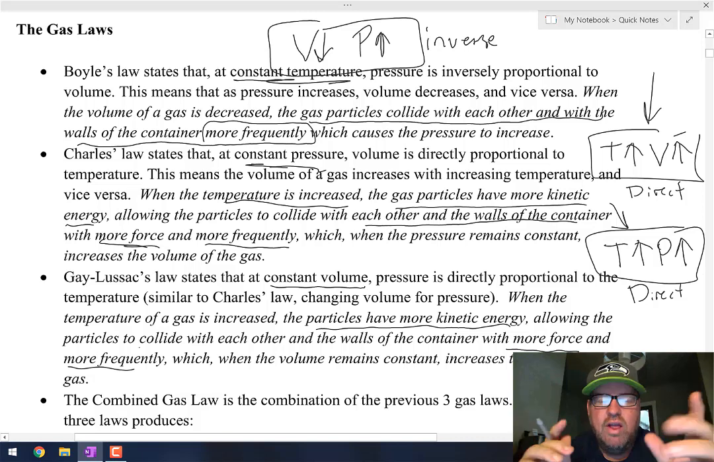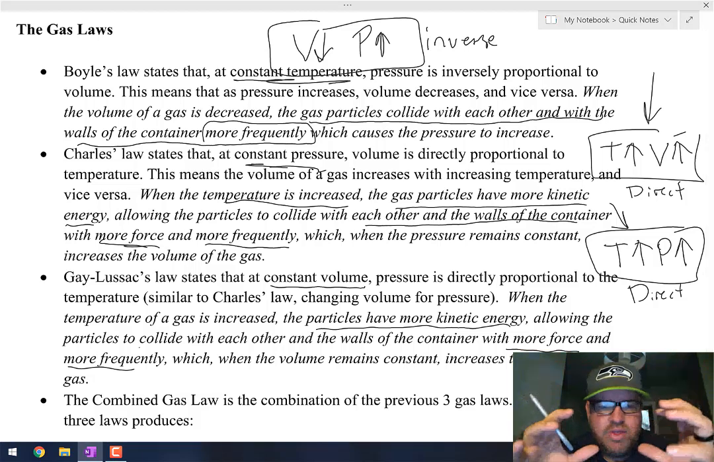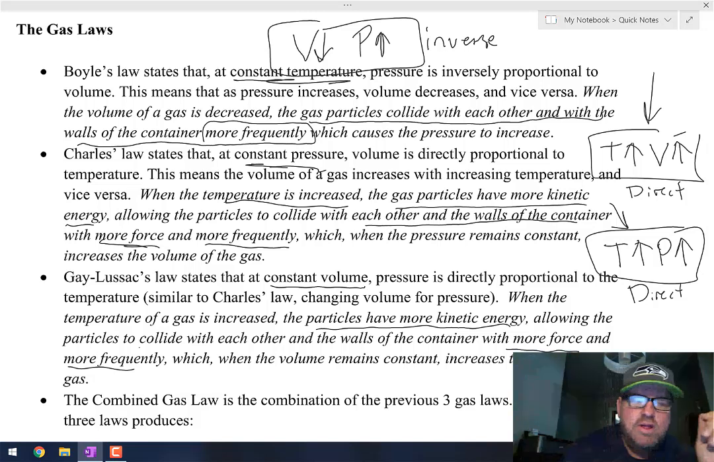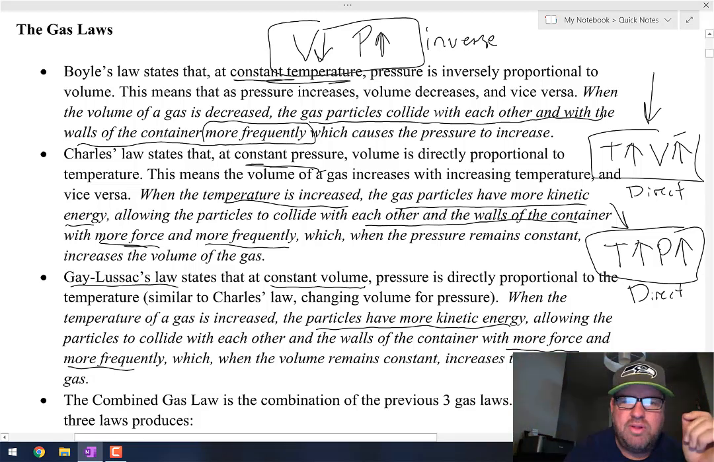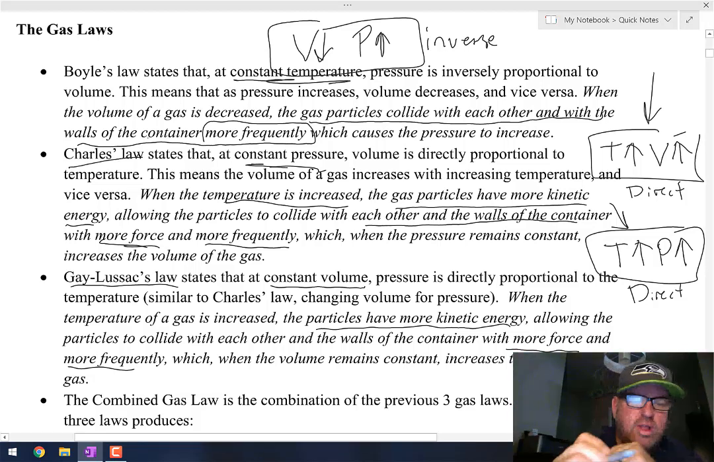Nothing different there, other than in one case you're in a rigid container where the container can't get any bigger or smaller, then Gay-Lussac's law is going to come into play, okay? If you're in a balloon or something that can change its volume, then Charles' law will apply.